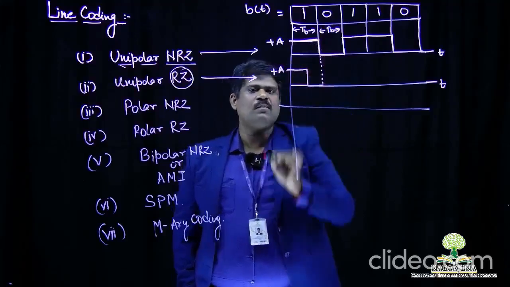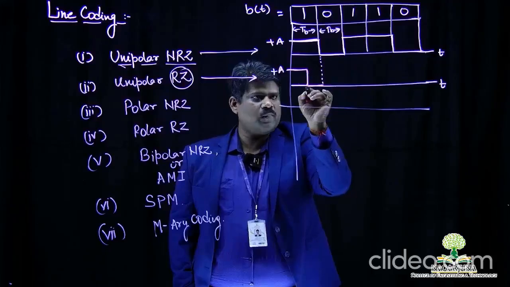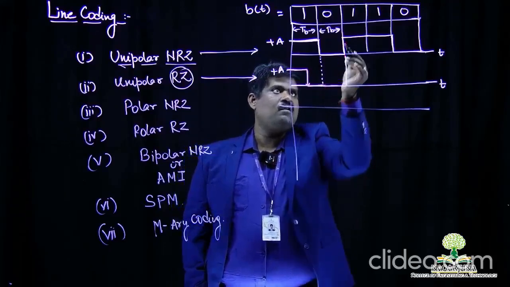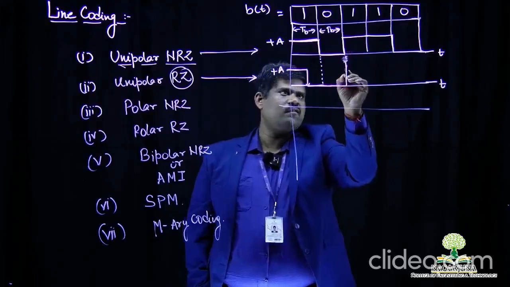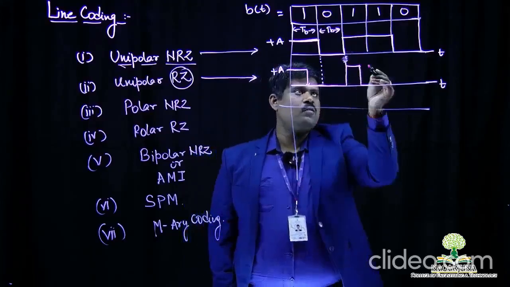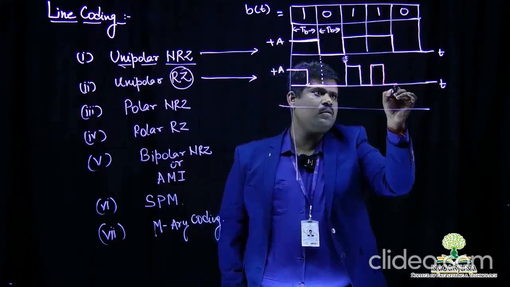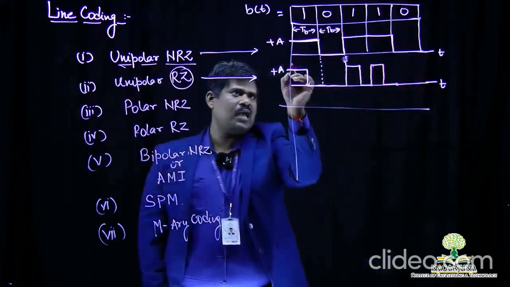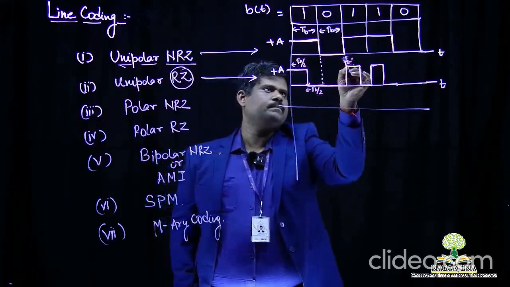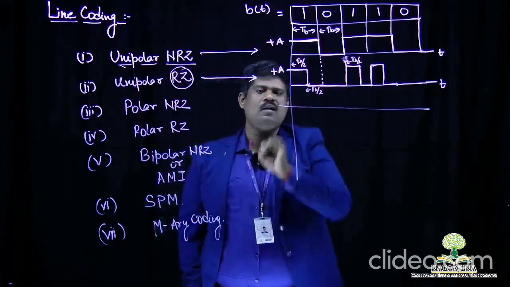In NRZ, for the whole bit interval the pulse will be high. In RZ, half of the bit interval will be high, and for the remaining half the pulse will return to zero. For a 0 symbol, it will stay at 0 as it is. Again for 1, for half of the bit interval it will be high, and for the remaining half it will return to 0. Again when 1 comes, half of the bit interval it is high and then returns to 0. For 0, it will be 0. This time interval is TB by 2, half of the bit interval. That's why this technique is known as the unipolar RZ technique.